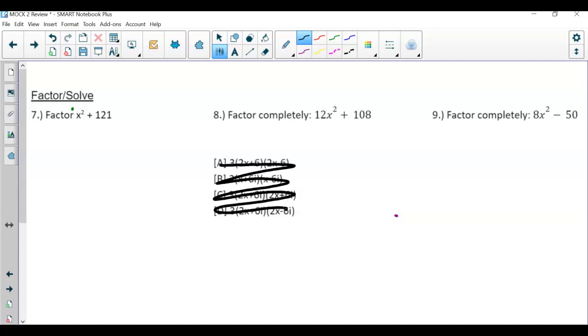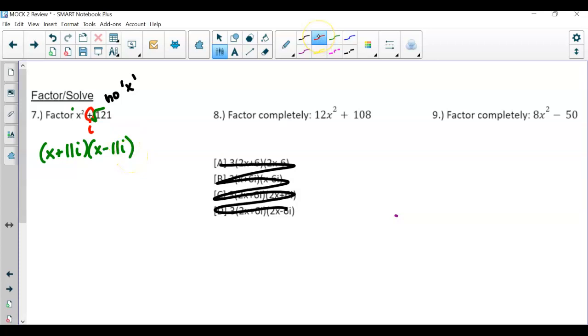So with number 7, notice how this is a special case because it's just 2 terms. No x, b is equal to 0. We also have the sum, so we do need i. Then I do have perfect squares because the square root of x squared is just x and the square root of 121 is 11. So factored form is x plus 11i times x minus 11i.